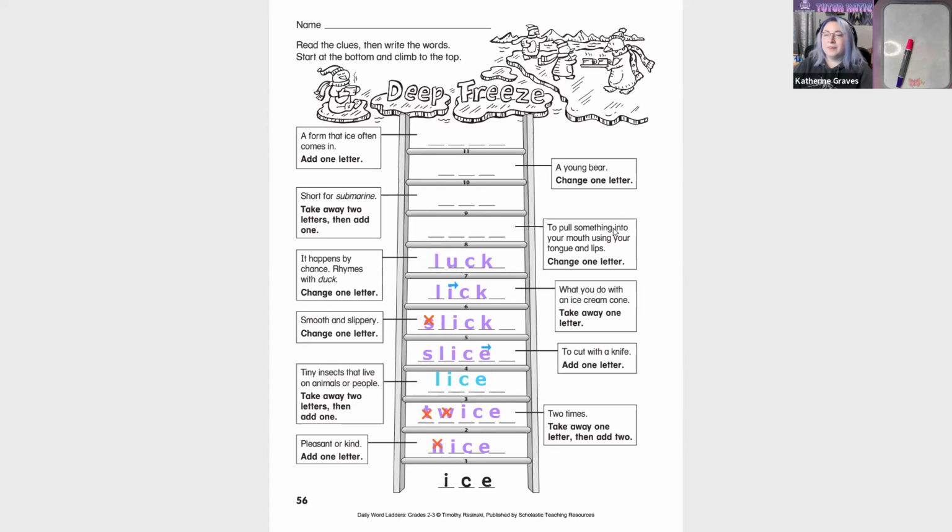You pull it in with your lips. Most of the time, you do this with a straw. Let's pretend that I have my drink here and I have a straw. I'm holding my straw and I go, what am I doing through the straw to the liquid? I'm going to change this letter.